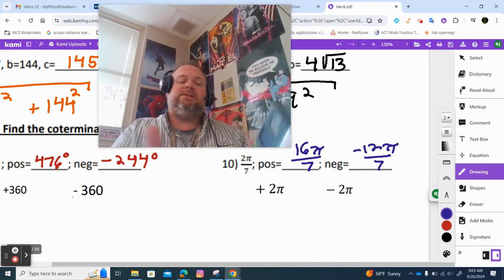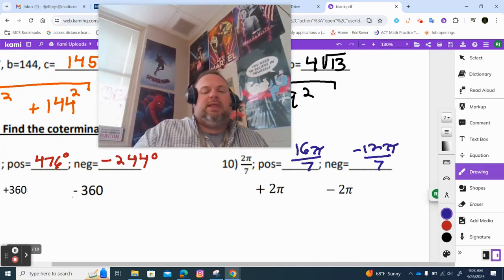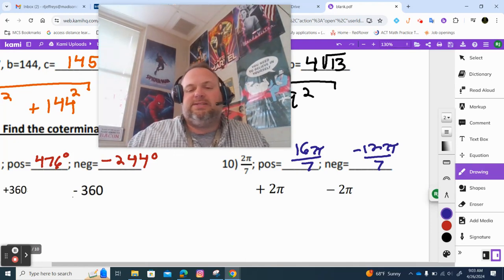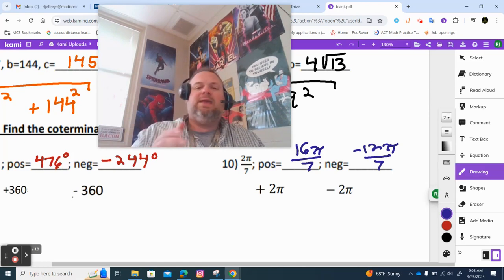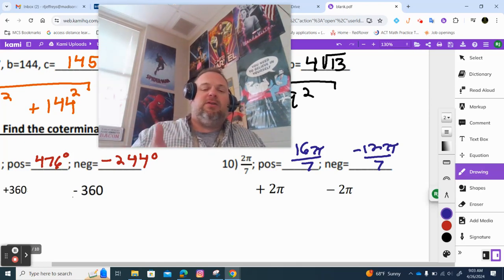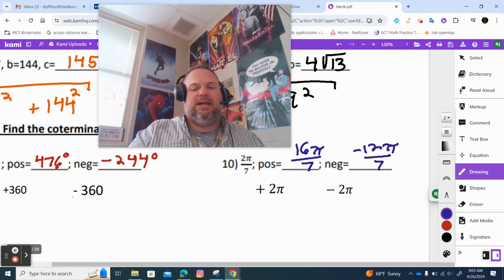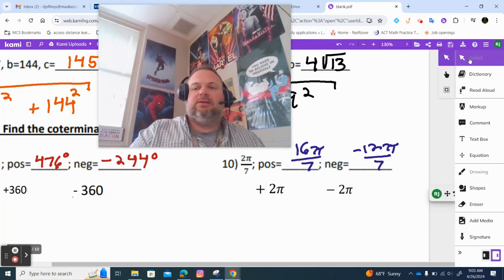Okay. Because the reason this one, I just picked 2 random numbers. I picked 2 and 7. I could have done 3 and 7 or 3 and 8. It seems kind of weird because it's 2 pi over 7 plus 2 pi. You have to remember the first thing is actually a fraction. Yes.